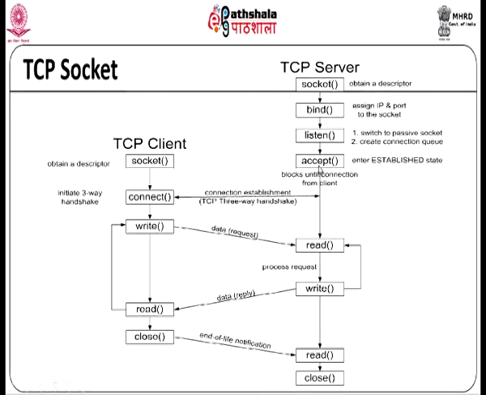Then on the client side, the client will open a socket and make a connect. This is an active connection, an active open, so it will establish a connection with the server. The accept is a blocking call, so it will wait until this connection is established. Once the connection is established, each side can write data and read data. This will go on until they decide to close the connection. When they decide to close, both sides will do a close call. Okay, this is basically what will happen in a TCP socket.